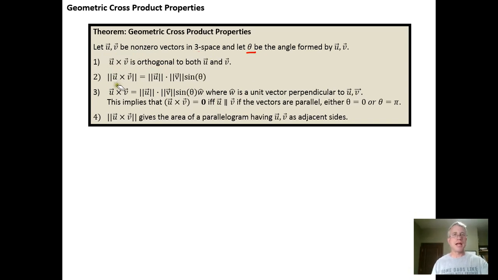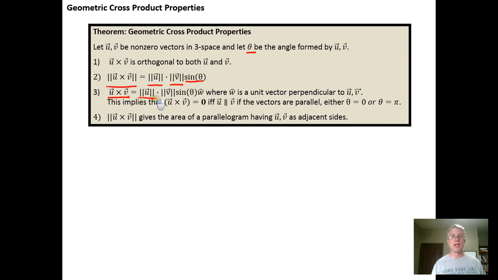is that the size of the cross product, my pen is really messing up today. Claim number two is that the size of the cross product can be found by taking the size of the vector u times the size or length of the vector v, and then multiplying by the sine of the angle between the two vectors.